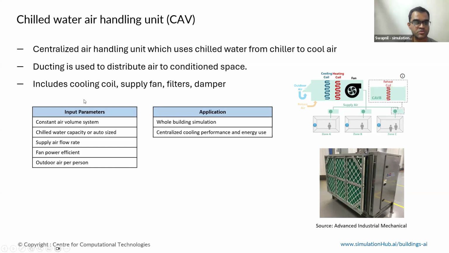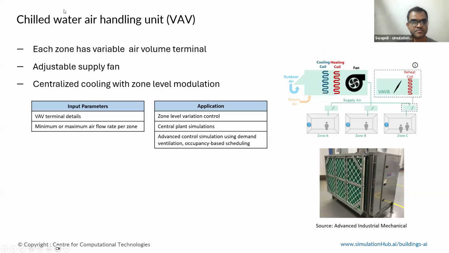So the input parameters are also more numerous for such systems. You have to specify whether it's a constant air or a variable system, which we'll study in the next slide. Then we also have chilled water capacity, which is many times auto-sized using the backend data in our software. Then we have supply air flow rate, fan power efficiency, as well as outdoor air ventilation per person, which you specify. Typical application for this is whole building performance simulation, as well as centralized cooling performance analysis.